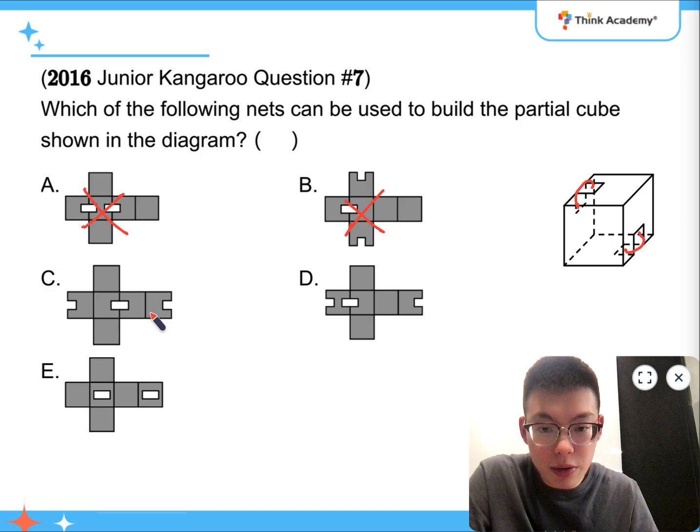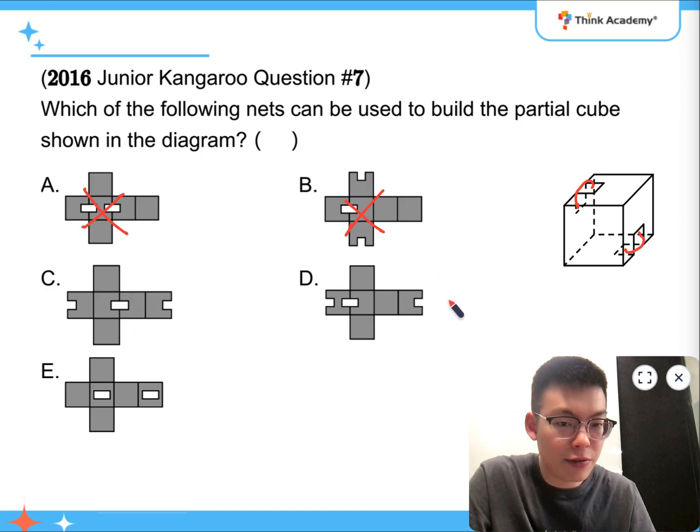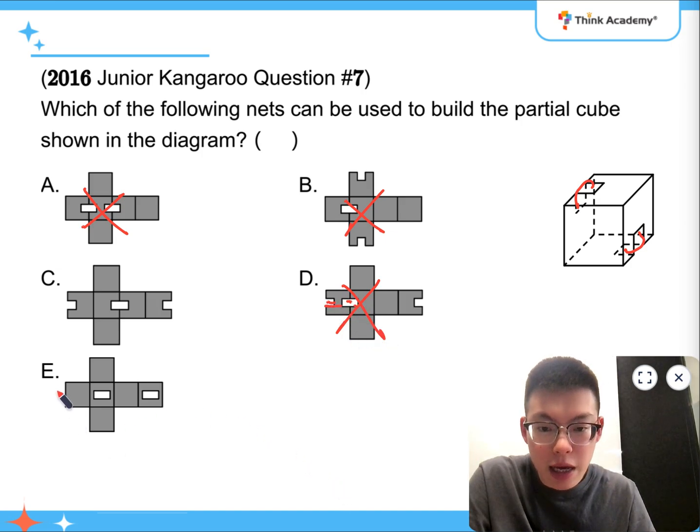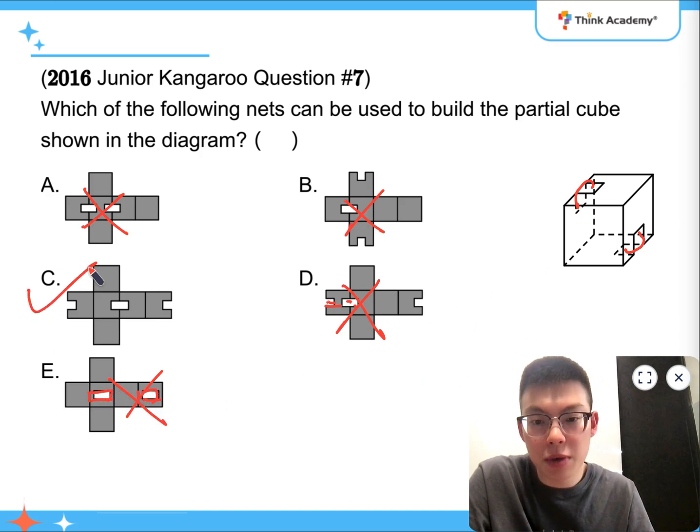The third one, well, possibly, let's just leave it first. The fourth one, nope, that's not the answer because the 2 holes are next to each other. And E, no, that's wrong either because they are in the middle of each face, right? So it means that C has to be the answer, and the answer is going to be C.